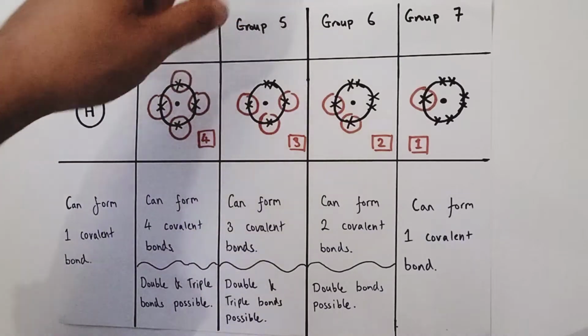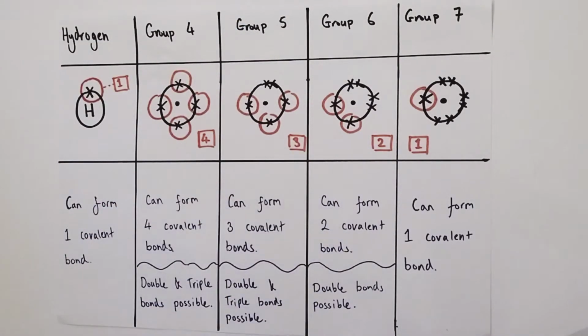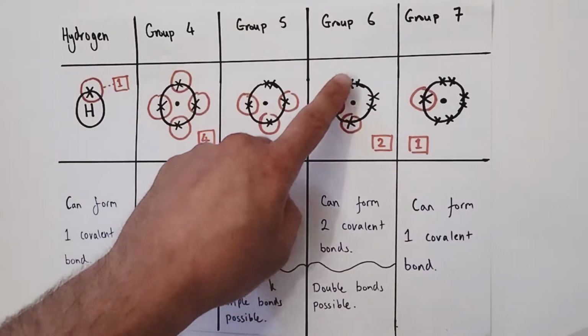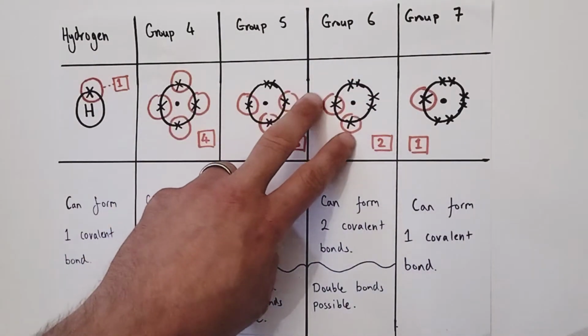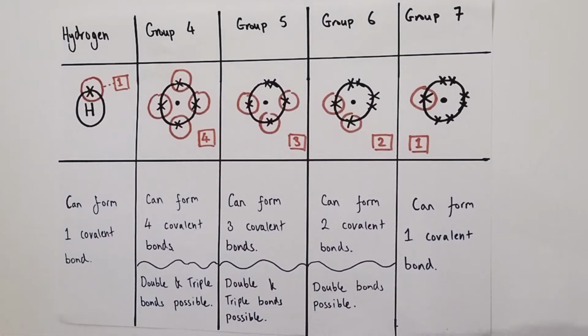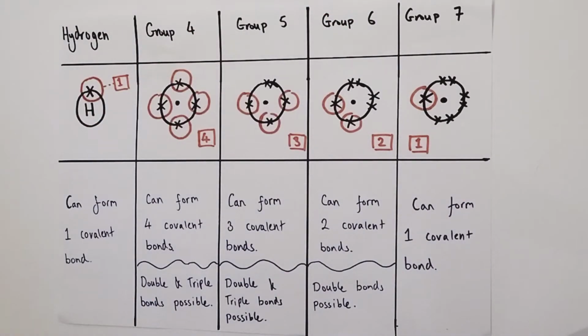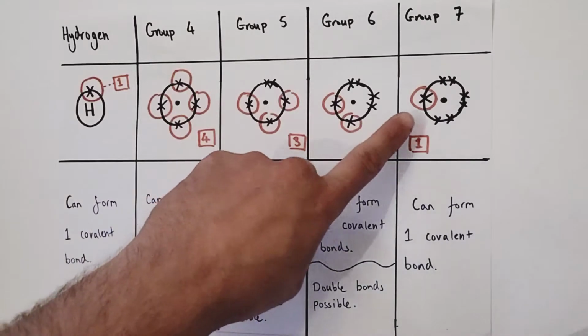Group 6 elements, things like sulfur, have 6 electrons in their outermost or valence shell. That's 1, 2, 3, 4, 5, 6. That leaves 2 positions that are unpaired that are available to form covalent bonds, to share electrons with other atoms to get their pairings. So it can form 2 covalent bonds maximum. Double bonds are possible.